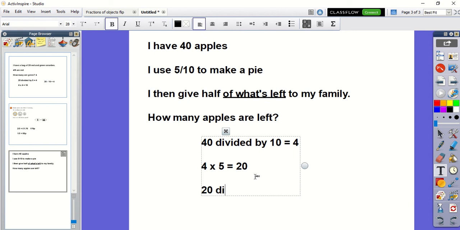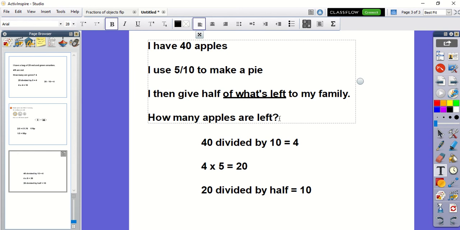So 20 divided by half. Now if we're dividing by half, that means we're just dividing by 2. So 20 divided by 2 is 10. So how many apples are left? He's given away 10. The wording makes it sound difficult, but it's actually a really easy question, as you've just seen.